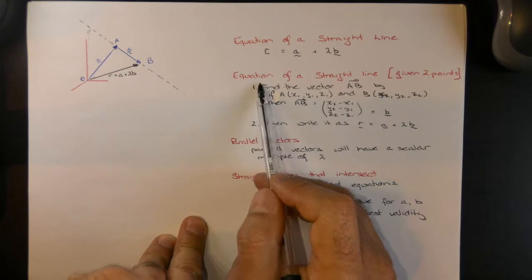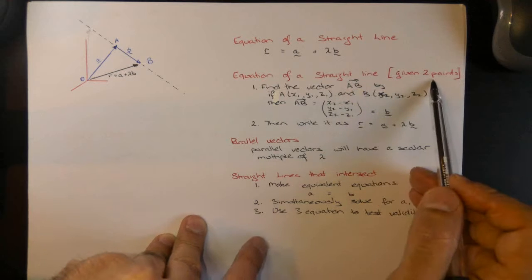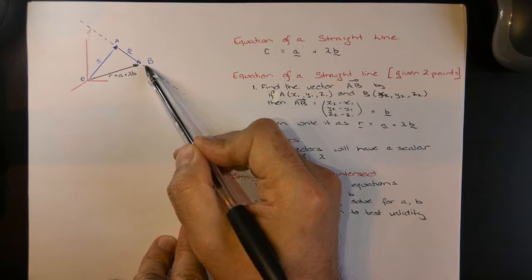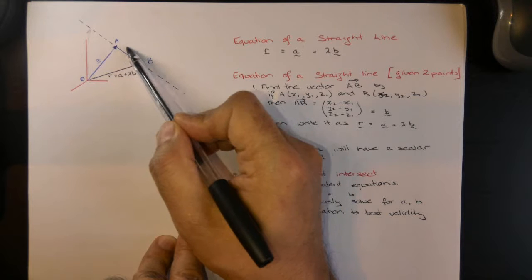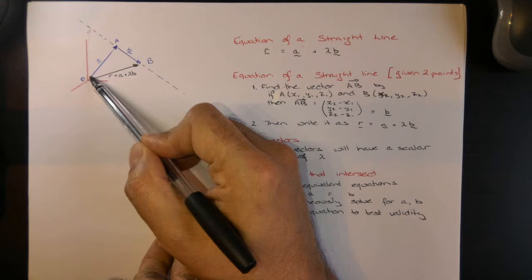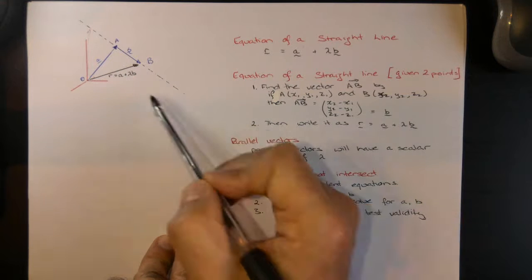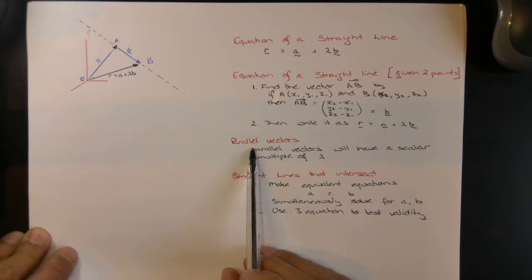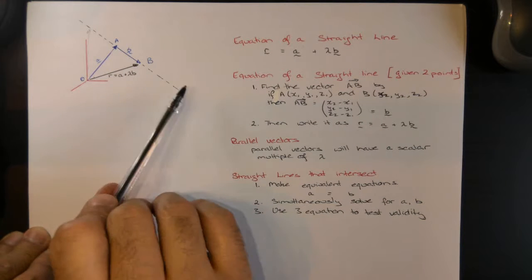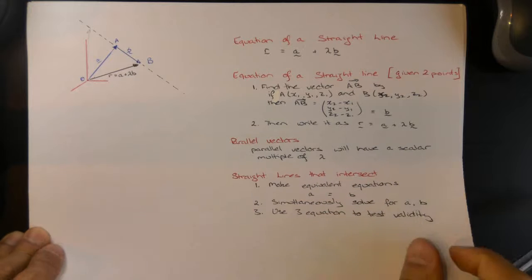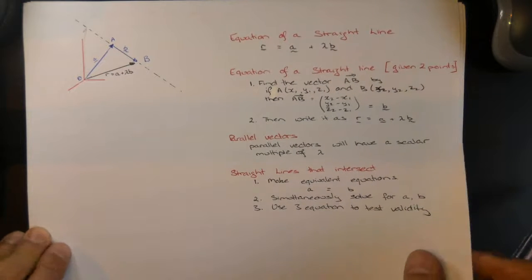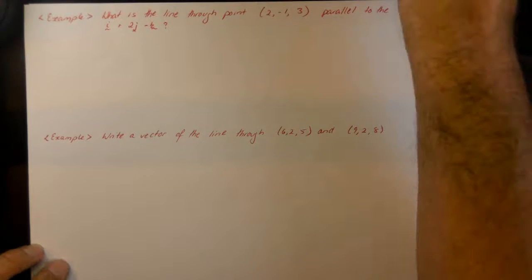If we want to find an equation of a straight line when we're given 2 points, what we're going to do is calculate the difference between point B and point A to give us vector B, and then we'll be able to use the first vector to find the line. Now, vectors are parallel if they're a scalar multiple of lambda, and if they intersect, we have to do some simultaneous equation examples.